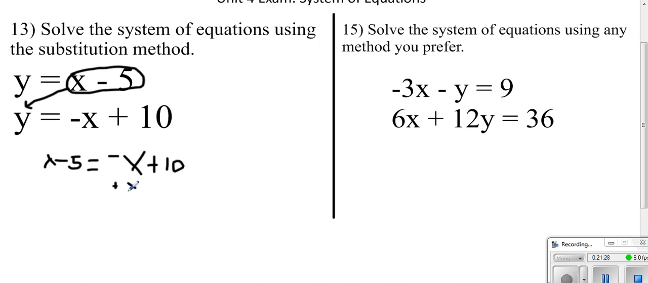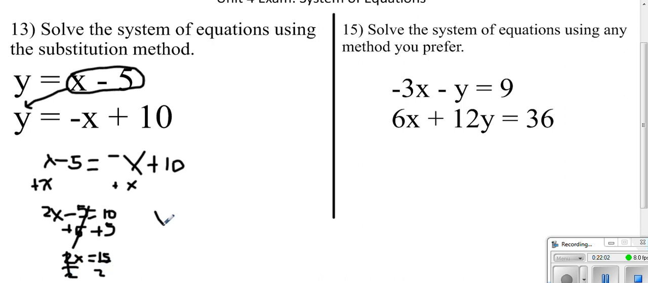You're going to add x to both sides, getting the smaller over to the larger. That's 2x minus 5 equals 10. Add 5 to both sides. 5's cancel. 2x equals 15. Divide by 2 on both sides. X equals 7.5. Remember, you can get decimals.